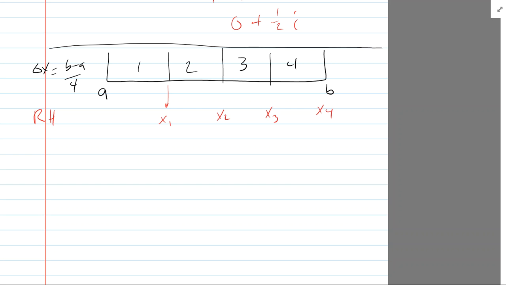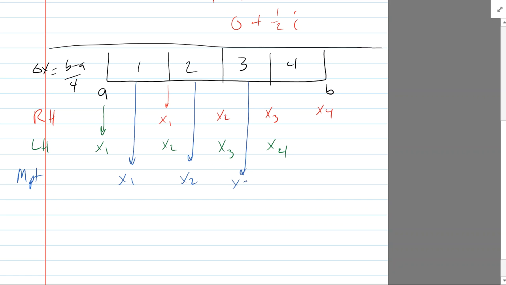Then for our left hand, a is going to be the x1. We're going to start here. x1, x2, x3, x4, and we're done. And for the midpoint, do we have to go halfway between? x1, x2, x3, and x4.